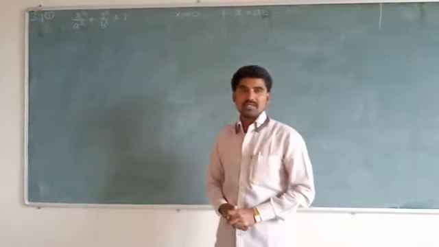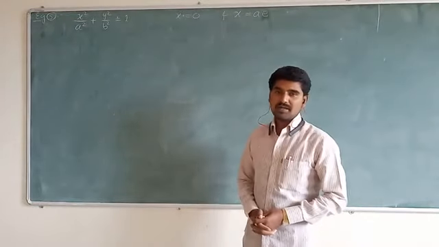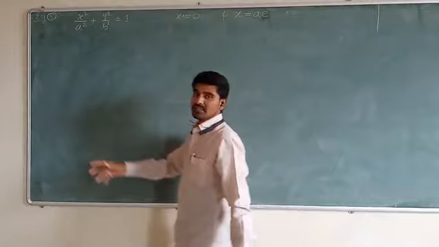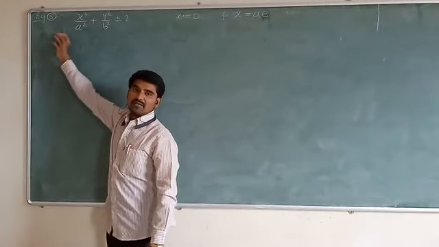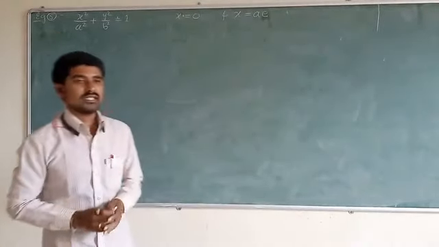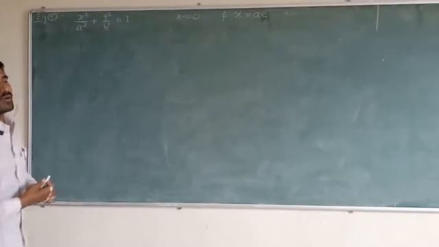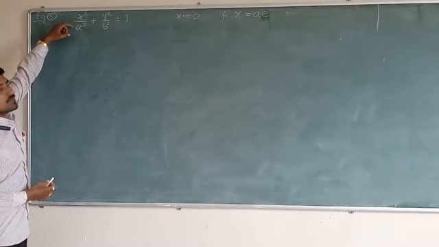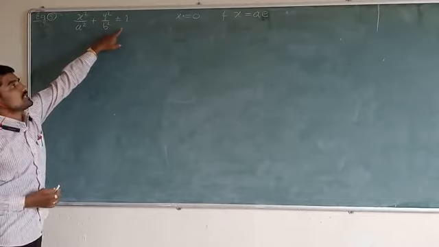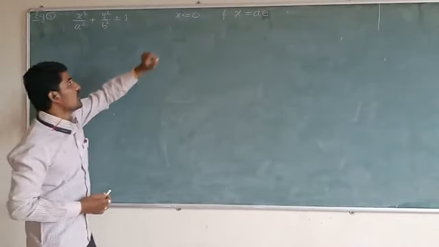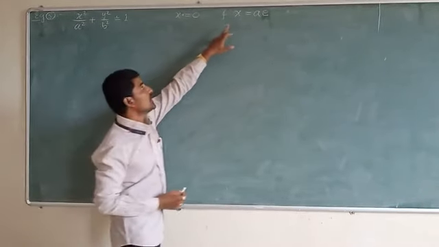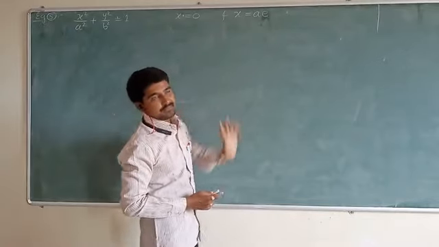Last class we discussed solved example number 4. Today I am going to discuss solved example number 5. The question is: find the area bounded by the ellipse x square by a square plus y square by b square is equal to 1 and the coordinates x equals to 0 and x equals to a.